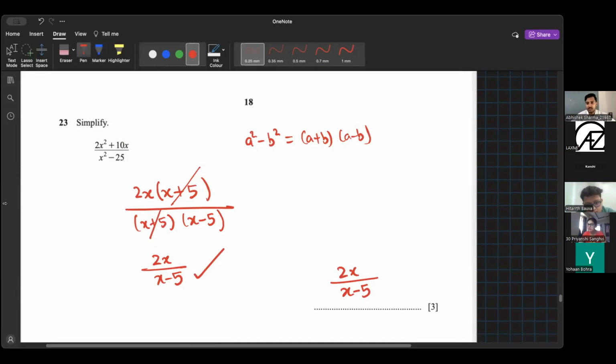So we can write this directly and we still get 3 marks. What directly? This, the 2x times x plus 5, the fraction. This you can write directly. If you're writing this, it means you know this. So you don't have to write the formula, but when you are writing it like this, that means it is understood.